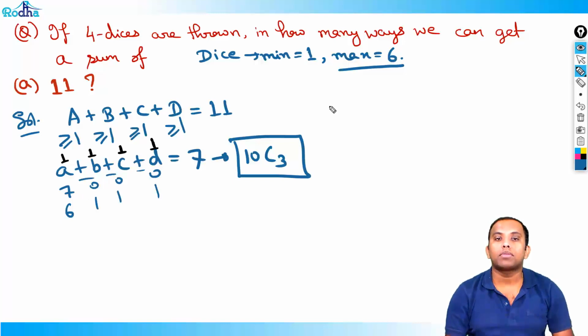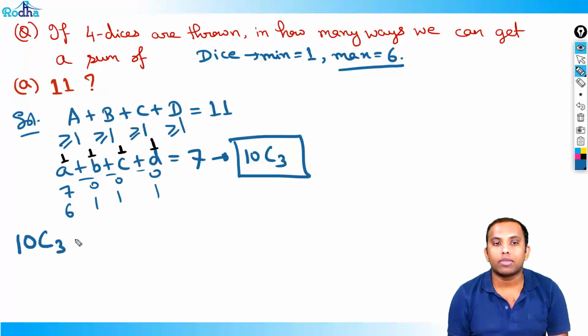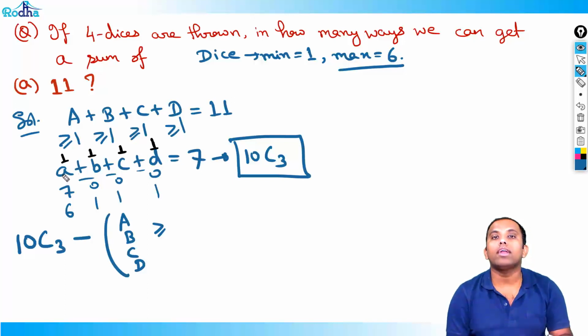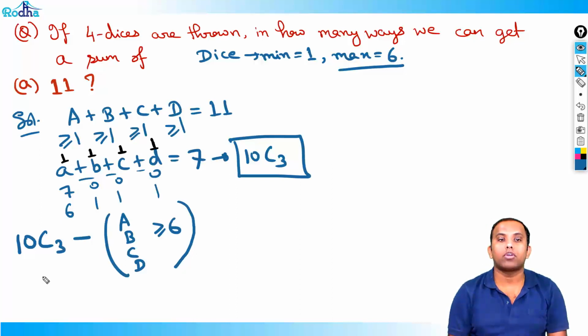So that means I have to subtract those cases from 10C3. From 10C3, I should subtract those cases where A, B, C, D are greater than or equal to what number? 5 or 6? Because in this solution, A already has 1. So A can take 5 more. A cannot take 6 more, right? So I should subtract the cases greater than or equal to 6. Very important concept, right? Why greater than or equal to 6?